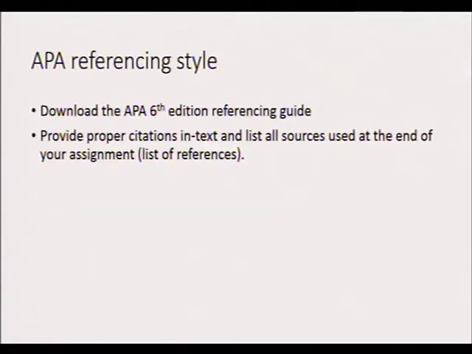Then we come to the APA referencing style. In the academic institution or in higher education, students are expected to reference, to acknowledge the sources that you have consulted or used when you were completing your assignment. Download the APA 6th edition referencing guide. It's available online. You can just go on Google, or you can use Google Scholar, and type APA 6th edition referencing guide. Put that there and just say search. Then you will see what you will get.